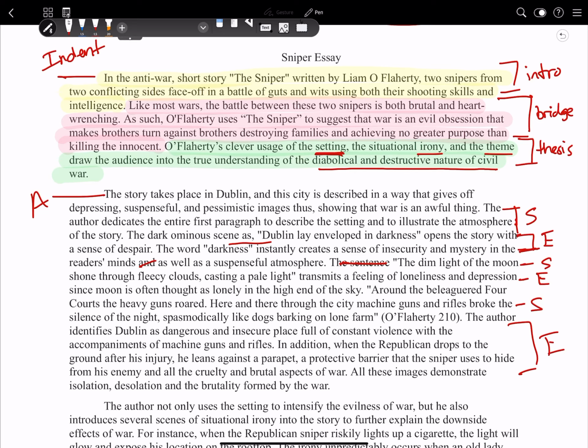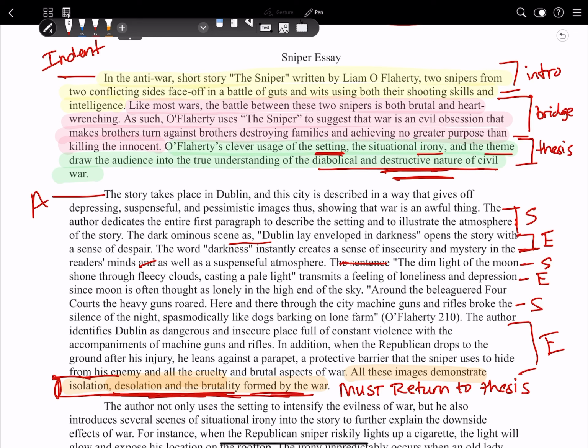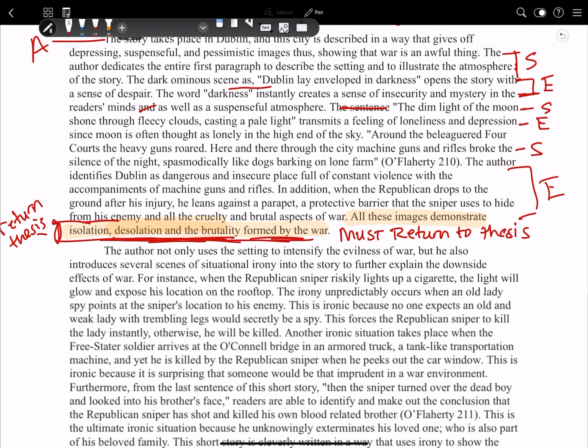Okay? Now, one thing that she does do that's very important that you do in this last sentence, all these images demonstrate isolation, desolation, and the brutality formed by war. You must return to your thesis. That's what this is. Remember her thesis? She talks about the destructive nature of war. Here, she's coming back to that idea. Now, she changes up the wording because you don't want repetition, but she comes back in that last sentence to this idea. If you don't do this, I am going to write out to the side of your paper, return to thesis. And I already know I'm going to have to write it 4 million times because I have to do it every time I do these. But that's what you're going for. At the very end, that last sentence, you need to return to your thesis.